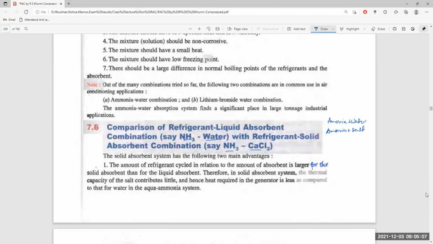So the thermal capacity of the solid contributes, mostly because the temperature of the water absorbent is an important factor. You have to keep it as low as possible to have maximum absorption, because if the temperature rises during absorption, you have to keep it controlled. Otherwise, it cannot absorb more refrigerant in the course of time. But in solid absorbent, we don't have this problem. Hence, the heat required in the generator is less than that of the water in the aqua ammonia system.